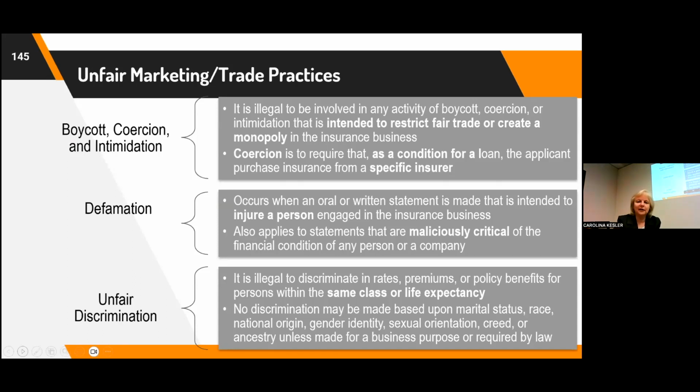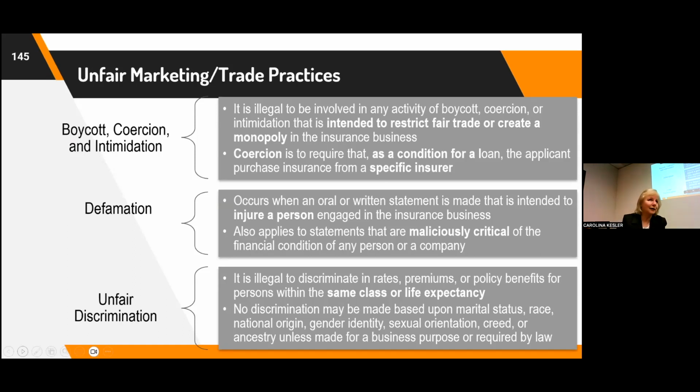Boycotting and coercion: it is illegal to be involved in any activity of boycott, coercion, or intimidation that is intended to restrict fair trade or create a monopoly in the insurance business. Coercion is to require that, as a condition for a loan, the applicant purchase insurance from a specific insurer.